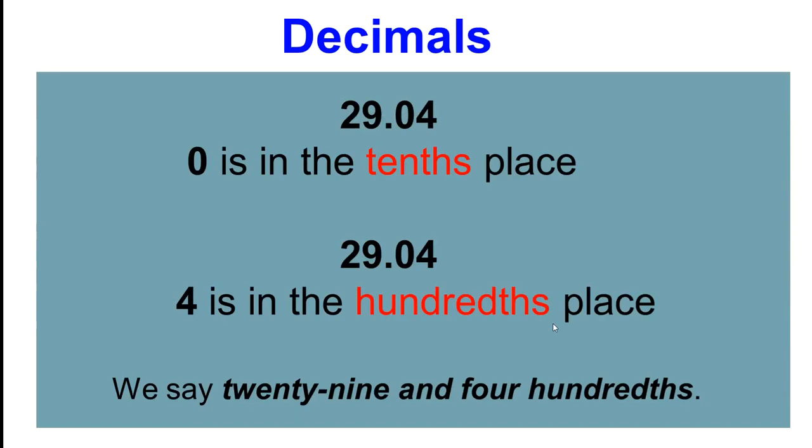Here we have a 0 in the tenths place in 29.04. And in 29.04, we have 4 in the hundredths place. We can say 29 and 4/100ths, or we can also say 29.04.